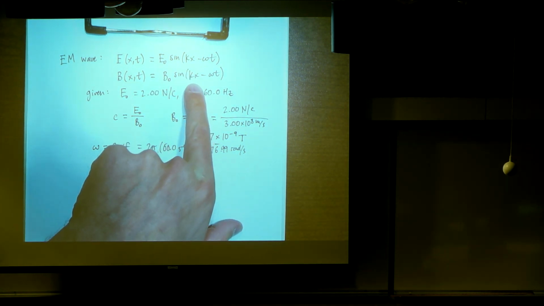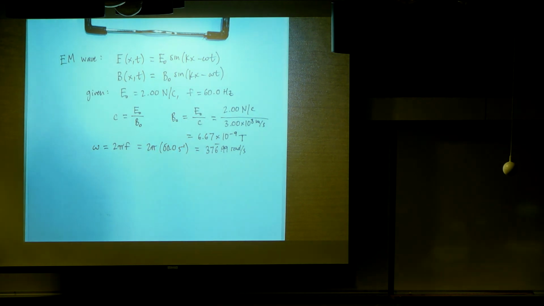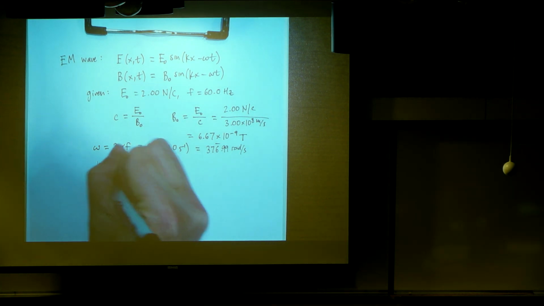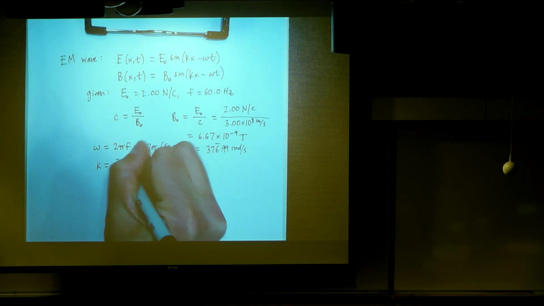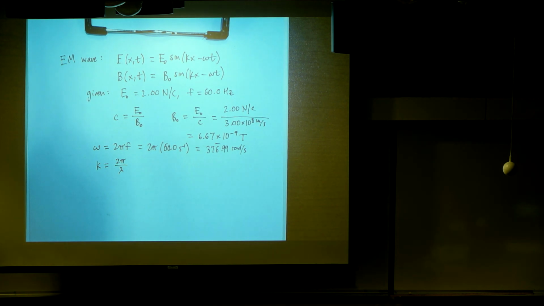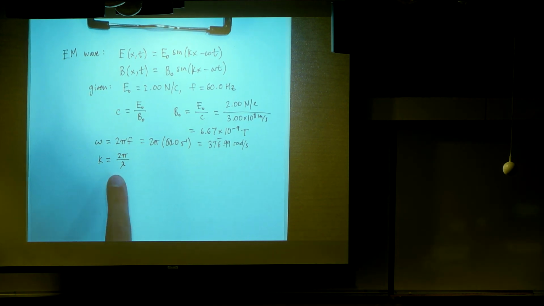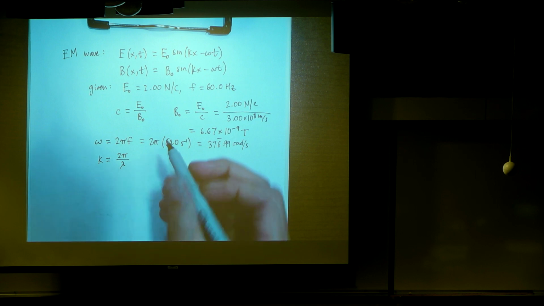Okay, do you guys remember how this works, K? K is equal to 2 pi divided by lambda. That's what that is. Where lambda is what we call the wavelength, okay? So, okay, now I need to know the wavelength. How could I figure that out?